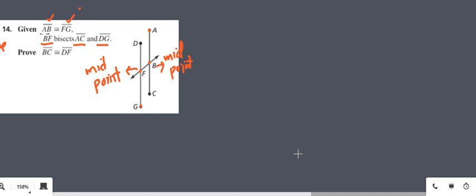Yeah. Okay, then what is our target? Our target is to prove DF is congruent to BC, or BC is congruent to DF. Now let's see how we will complete this proof. So here I am going to write statements, and here we will write our reasons.